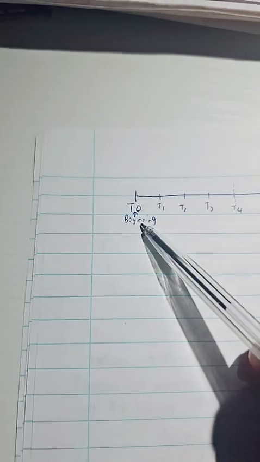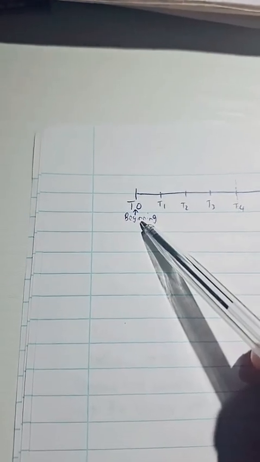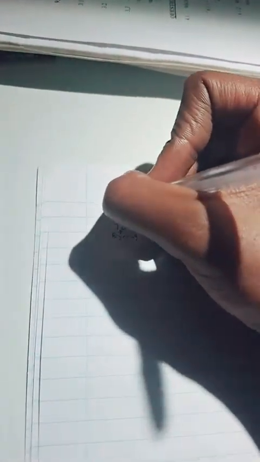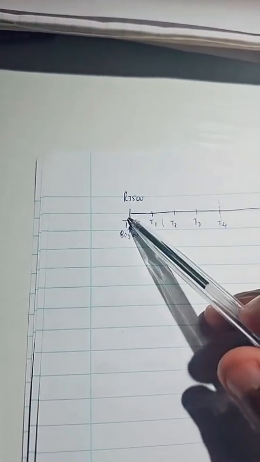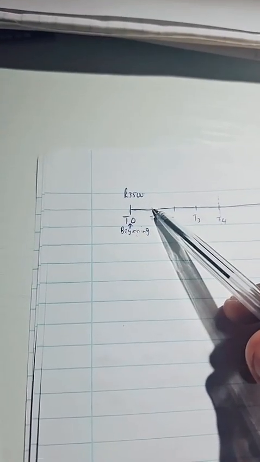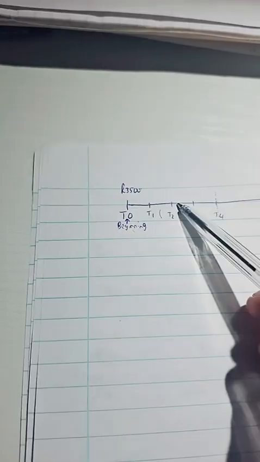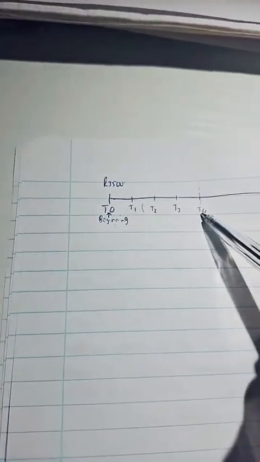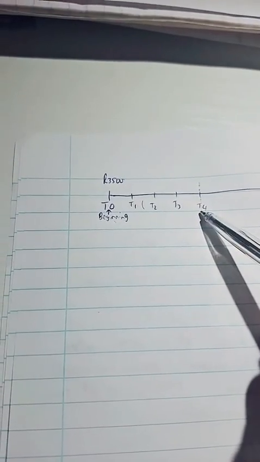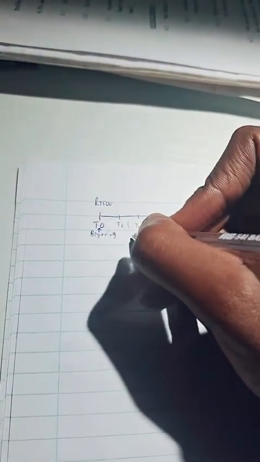So Mr. Toy says we are told to invest 3,500 in a savings account. This is where he does that. 3.5. Mr. Toy is at T0. Then look at this. Year 1, 2, 3, 4. The first 4 years is up until T4. Make sense? All right.